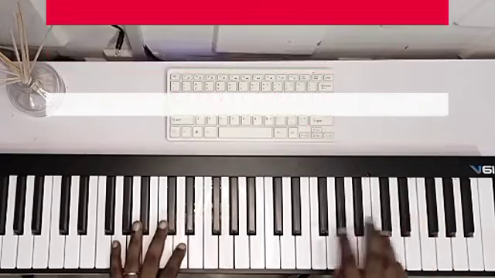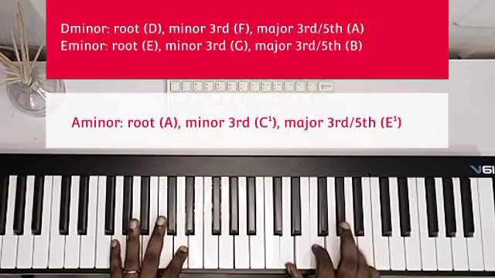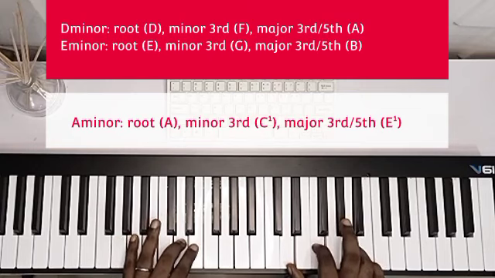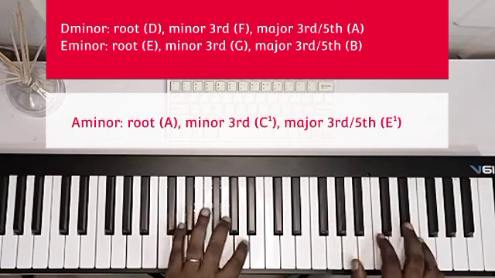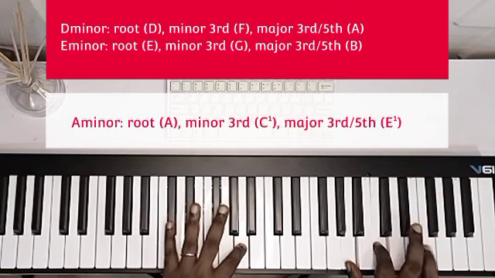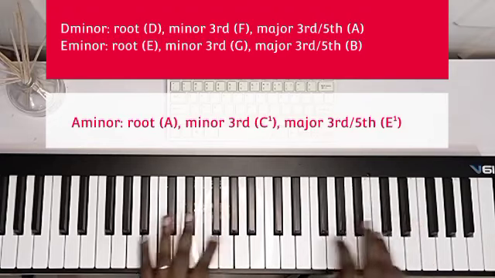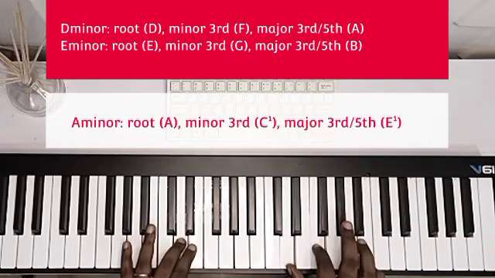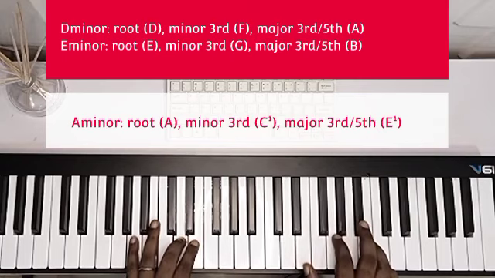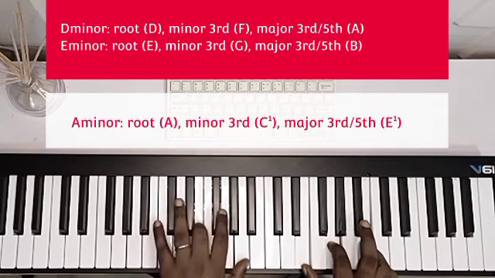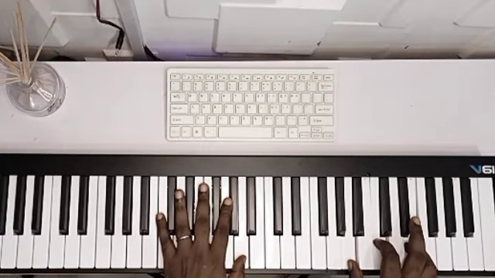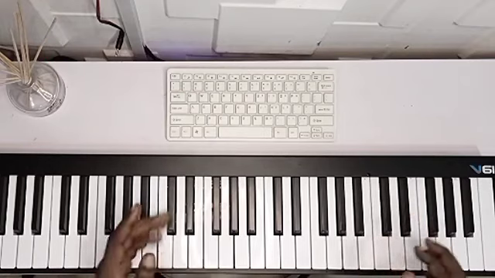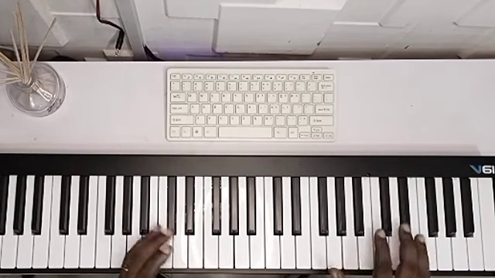So let's go over it again. We have D, F, A. We have E, G, B. And then we have A, C, E. Hope you have seen it. I'm saying one more time. D, F, A, E, G, B, and A, C, E. That is the relative chords for the minor notes on the key of C major.